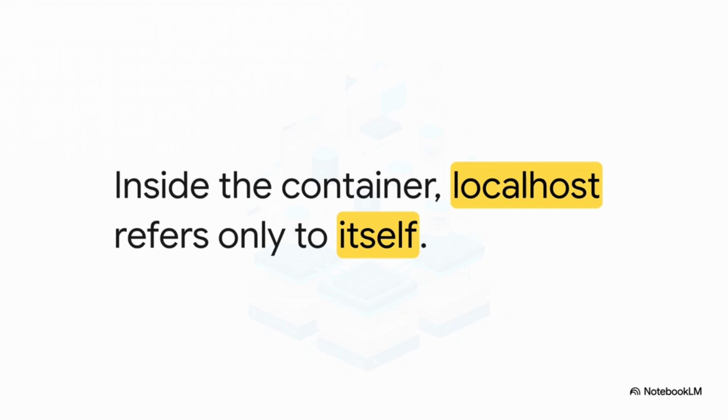A classic beginner mistake is trying to connect the API to localhost. But here is the catch. Inside the API container, localhost only refers to the API itself. It's literally like trying to call your friend but accidentally dialing your own phone number. Docker networking controls communication via container names instead. So your API would genuinely connect to an address like postgres:5432. It is a completely self-contained, highly intelligent network.